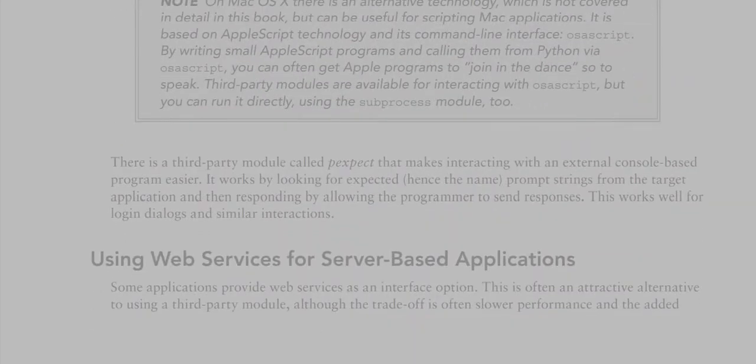Note that on Mac OS X there is an alternative technology, which is not covered in detail in this book, but can be useful for scripting Mac applications. It is based on AppleScript technology and its command line interface, osascript. By writing small AppleScript programs and calling them from Python via osascript, you can often get Apple programs to join in the dance, so to speak. Third-party modules are available for interacting with osascript, but you can run it directly, using the subprocess module, too.